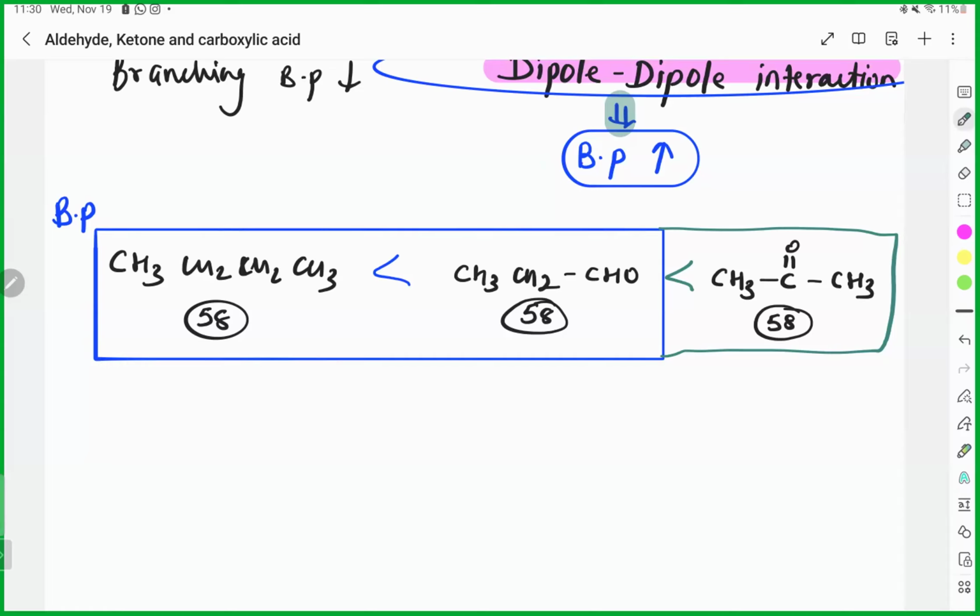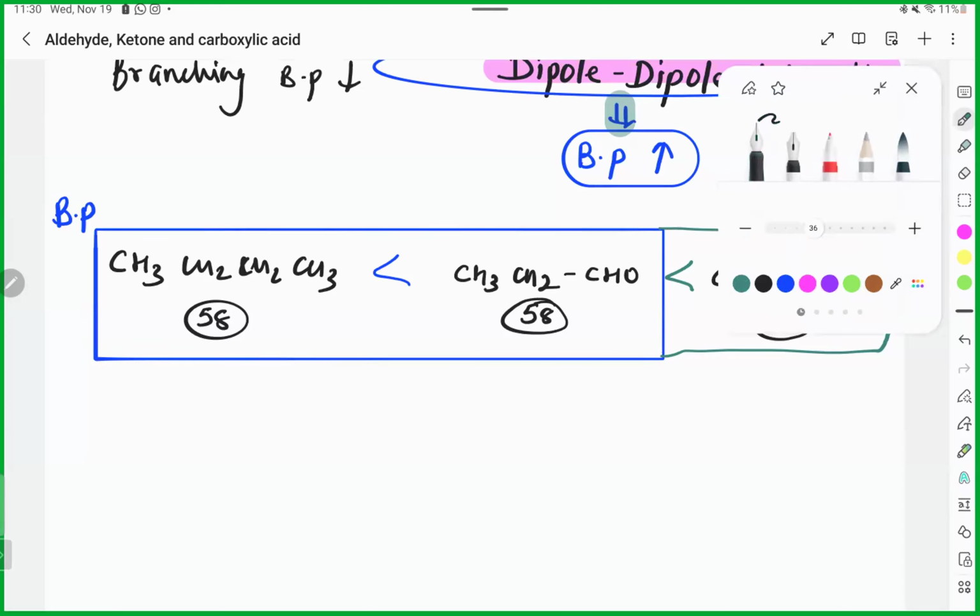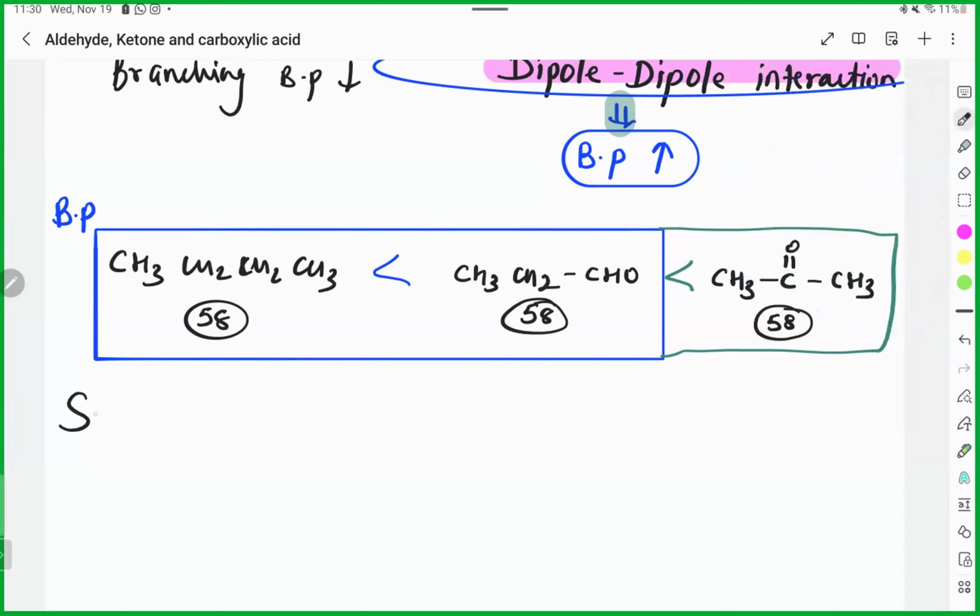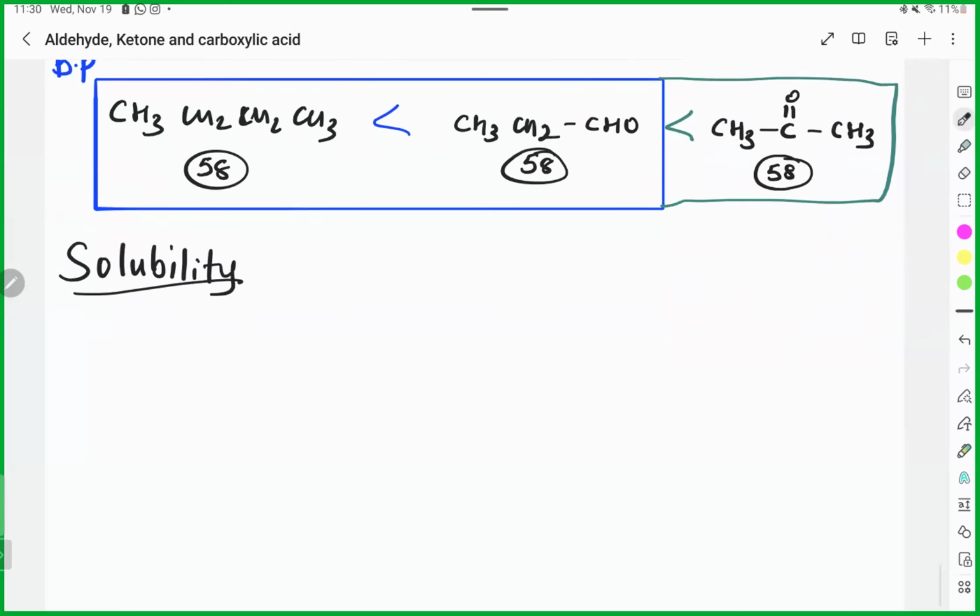Chinmay, if you think about solubility, are these carbonyl compounds more soluble in water or not? Solubility. Lower members of aldehydes, methanol, ethanol and propanol.